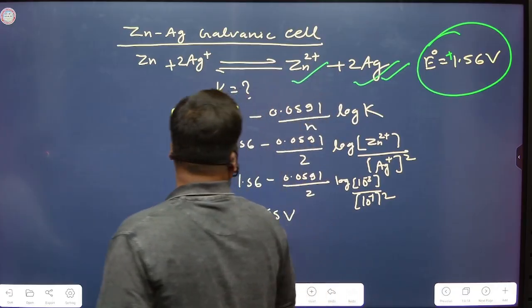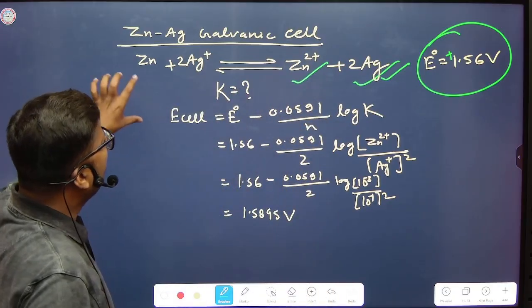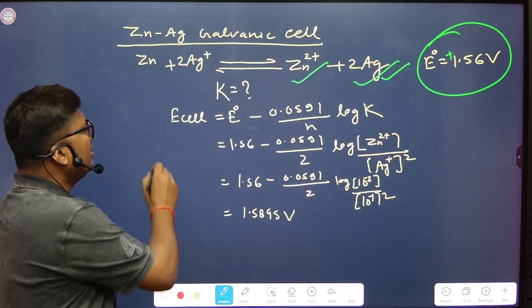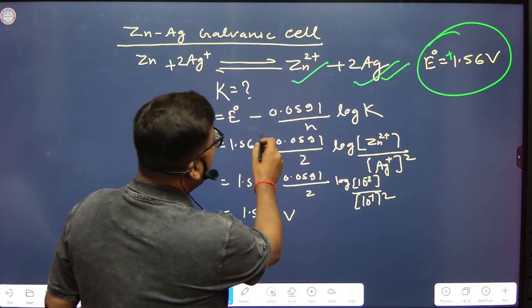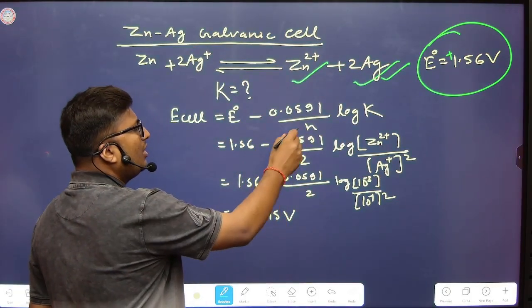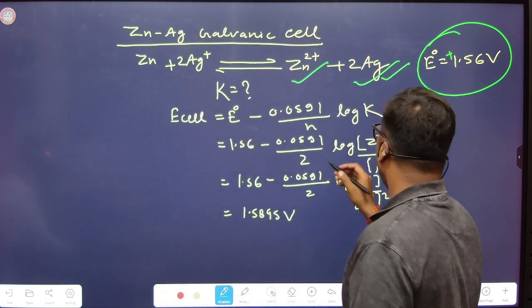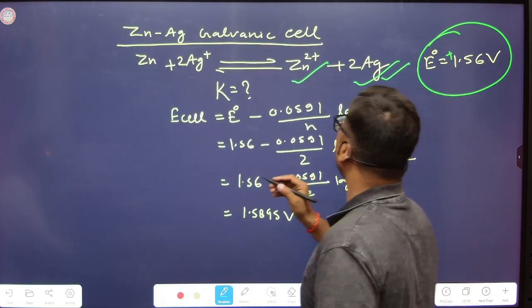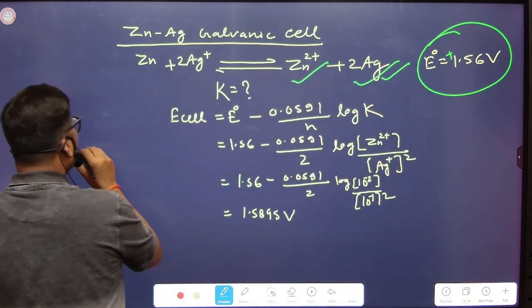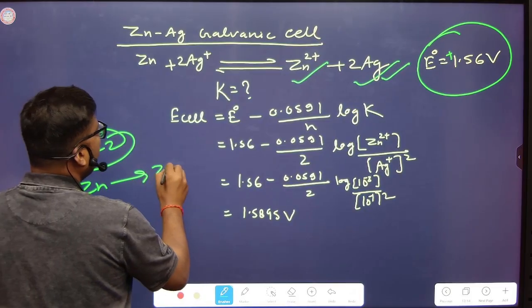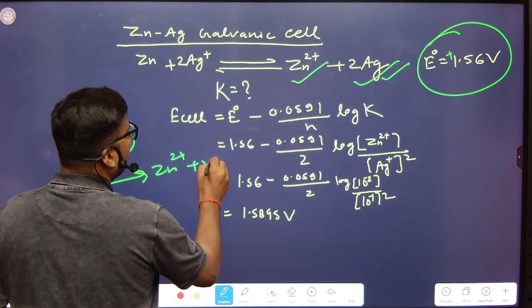So what is the cell potential for this particular reaction? As you know the Nernst equation, E cell is equal to E naught minus 0.0591 upon n log Q. Here the value of n will be 2 because Zn gets oxidized into Zn 2 plus plus 2 electrons.